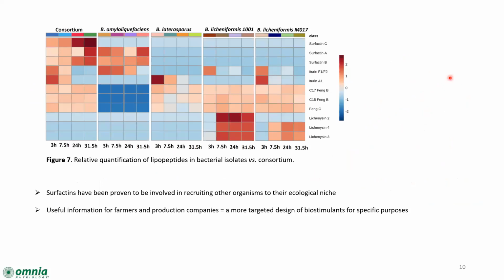Furthermore, we also performed heatmap analysis to do the relative quantification of lipopeptides in bacterial isolates versus the consortium, and we also chose to show the time profile of these lipopeptides. And from this, we are able to see that the co-inoculation of these bacterial isolates encourages the biosynthesis of surfactins, as you can see over here. However, it discourages the synthesis of lichenysins. As you can see, they are mostly abundant in B. licheniformis single strains.